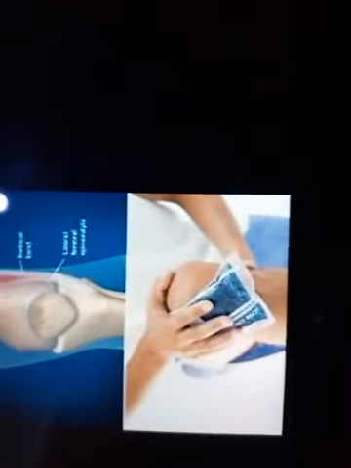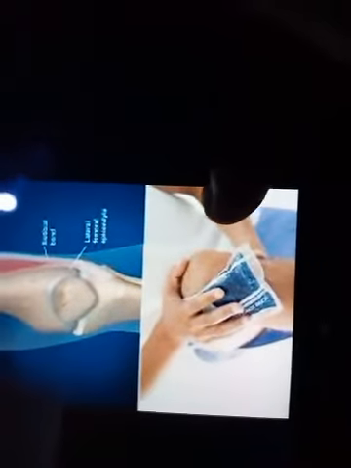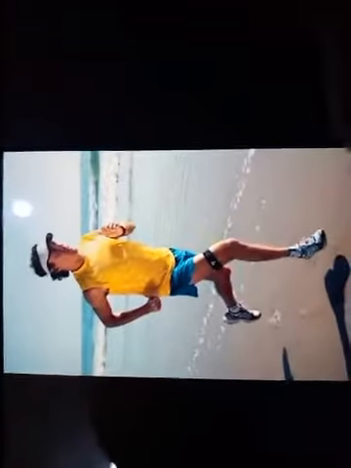And this is the icing. You can see the person is doing a lot of icing around the outer part of the knee. So it's very important at the first point of pain. The athlete is returning back from injury. You can see the brace here and do some exercises at the beach.